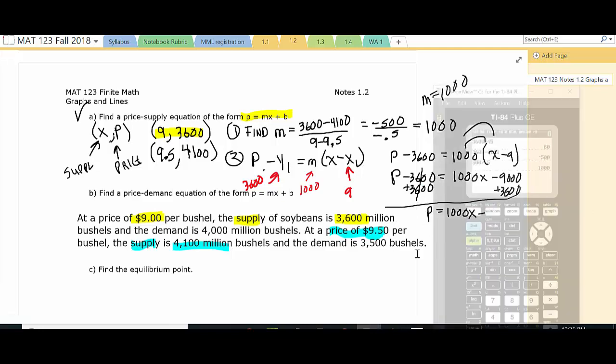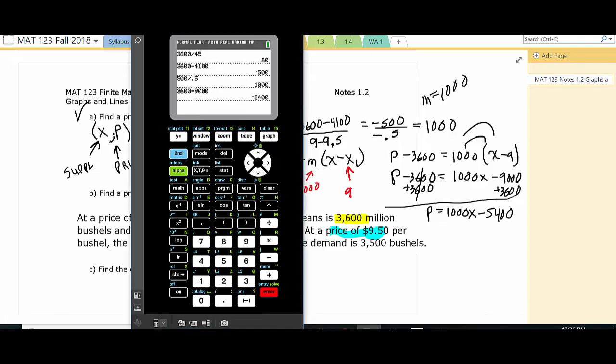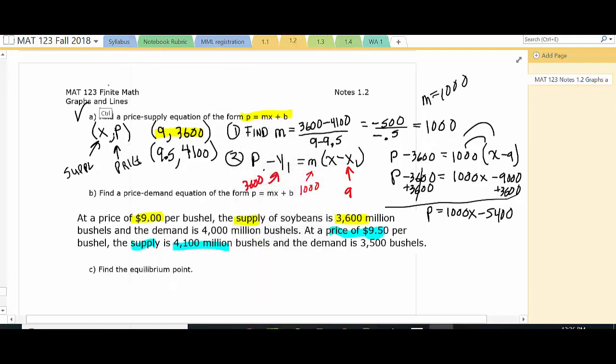answer to the problem. Okay, then we're going to move on to the next thing, which I'm going to help you kind of start with. Okay, so let's see, 3,600 and then minus 9,000 will give you what we're looking for then. Okay, so we get minus 5,400. Okay. So what I did on that is kind of what we were working on last time. So this is your supply equation.